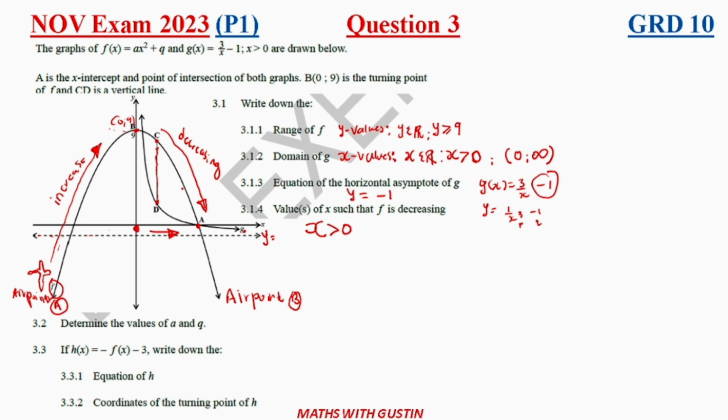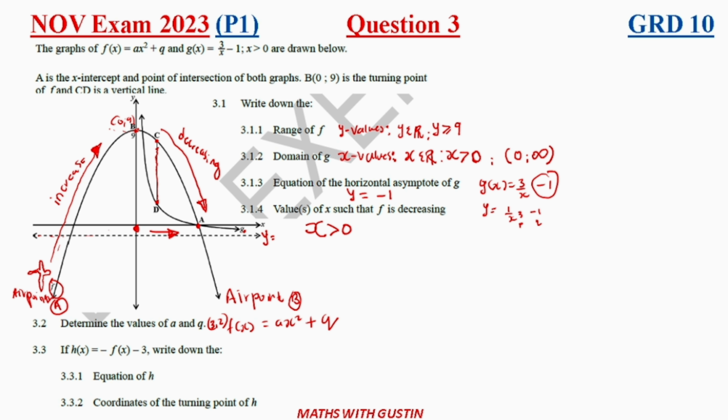So moving right along, let's move to 3.2. 3.2 says determine the values of a and q. They are right here in this graph. So let's come here and say 3.2, f of x is equal to ax squared plus q. All right, so now let's have a look at this one.